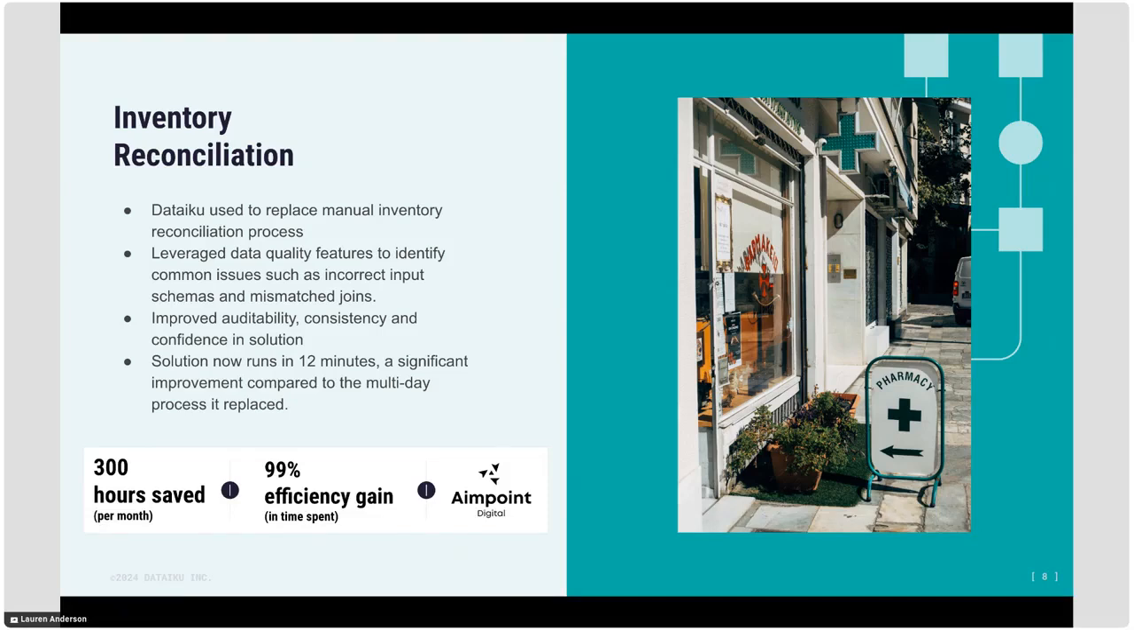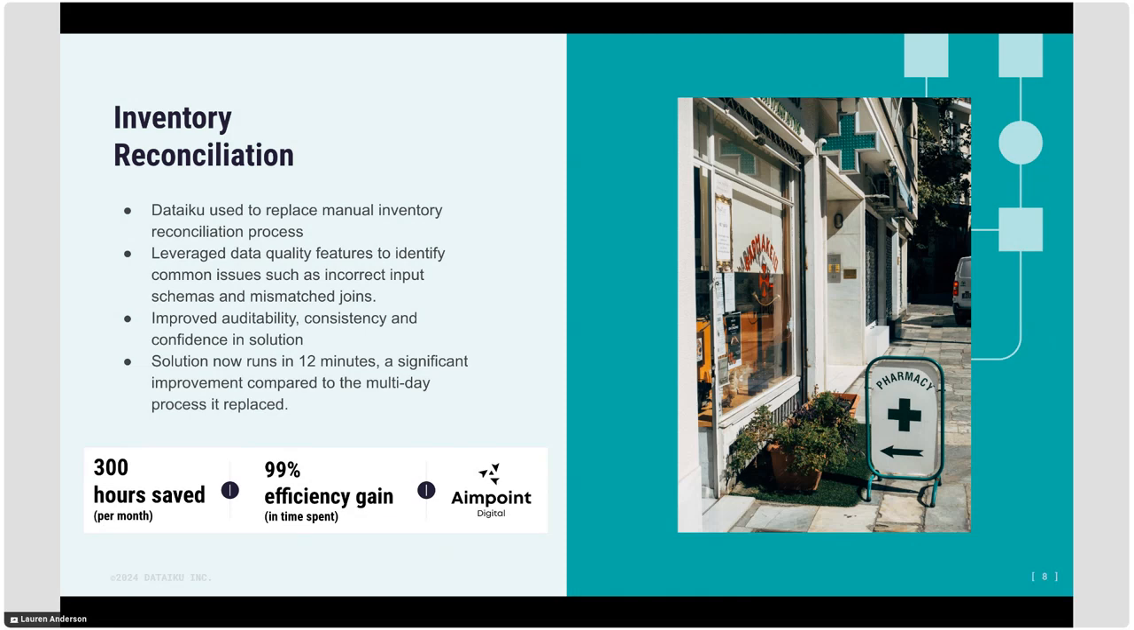So what we did is we leveraged Dataiku to replace a manual process for inventory reconciliation. We leveraged some of Dataiku's data quality features to identify common issues. Some examples from that: incorrect input schemas and mismatched joins being the key ones, but we could also use the data quality feature to monitor the row count as it flowed through the process to understand if the transformations were working as we might expect.